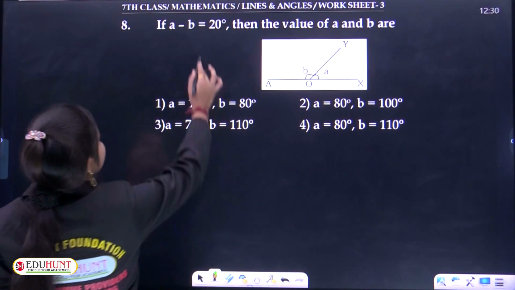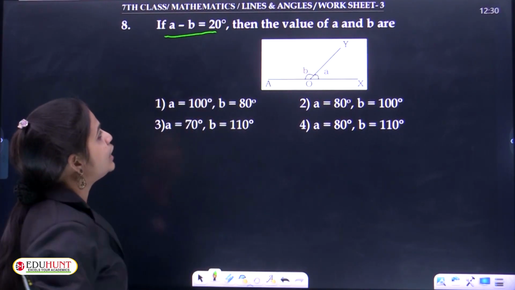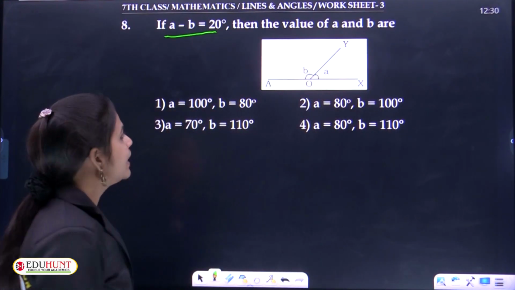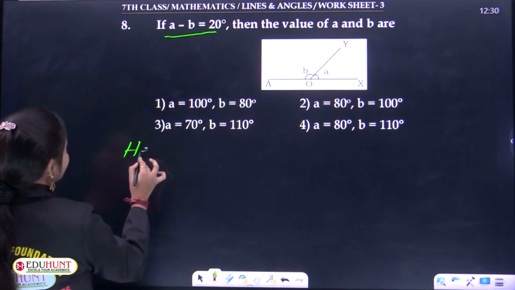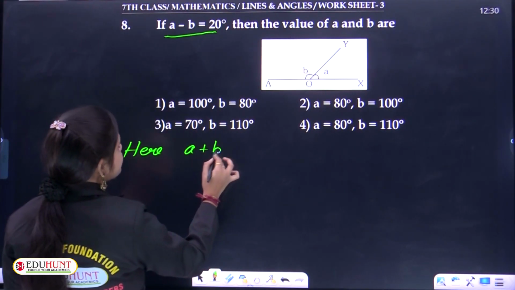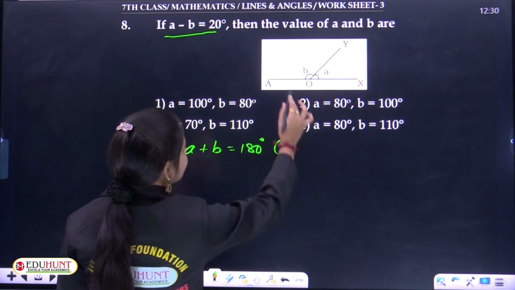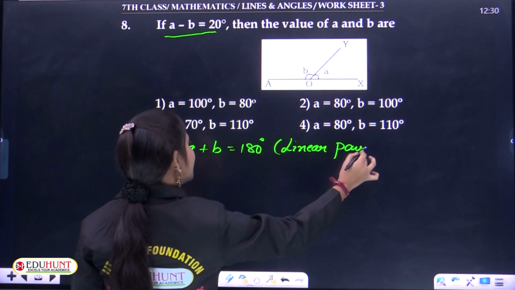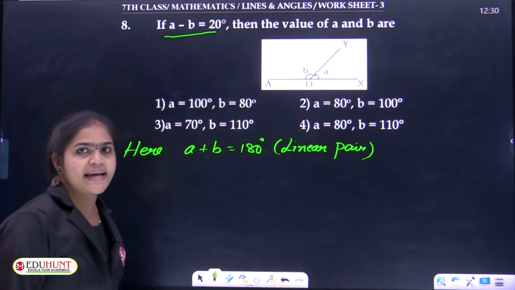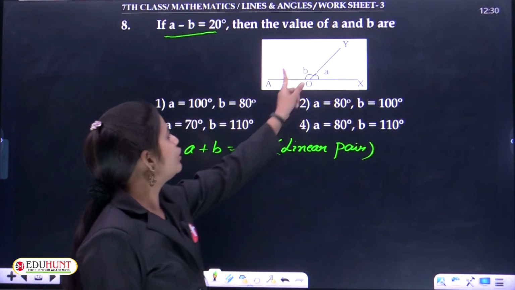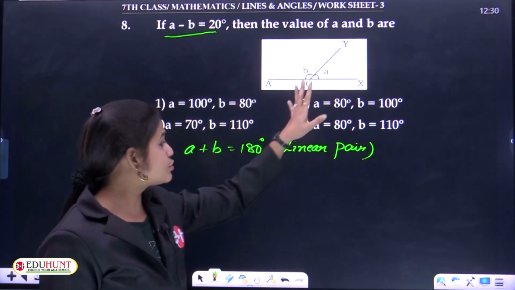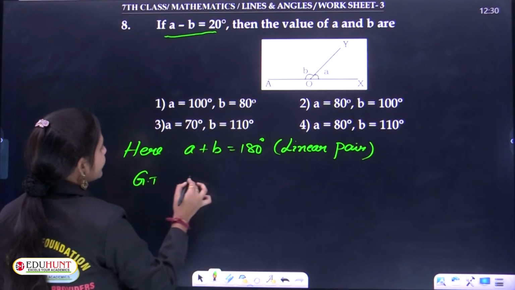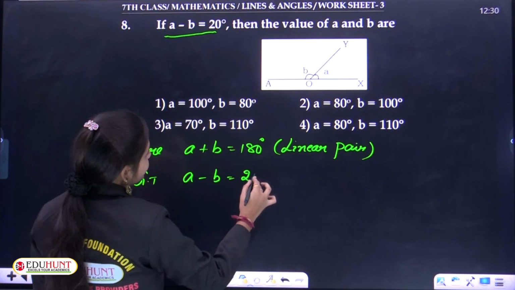Two more questions here. If A minus B is equal to 20 degrees, then they are asking for the values of A and B. Now see here, A plus B is equal to 180 degrees. Why? Because those two are a linear pair. The sum of two adjacent angles equal to 180 degrees is called a linear pair. And in the same way, given that A minus B is equal to 20 degrees.